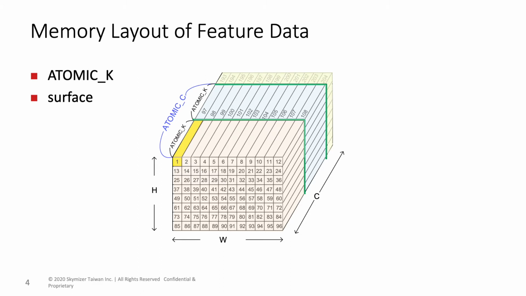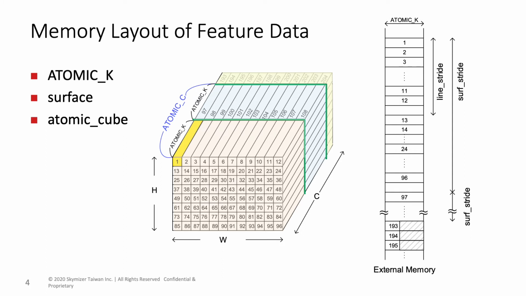In NVDLA, a cube size of 1 by 1 by atomic K is called an atomic cube. It is the basic data unit for all data processing. Cube data are also arranged in external memory in units of atomic cube. The specific order is shown in the figure in the right. Note that all atomic cubes must align at the atomic K address boundaries. Therefore, if the channel size is smaller than atomic K, as in the last surface, there will be bubbles in each memory entry, as shown by atomic cubes 193, 194, and 195 in the figure.